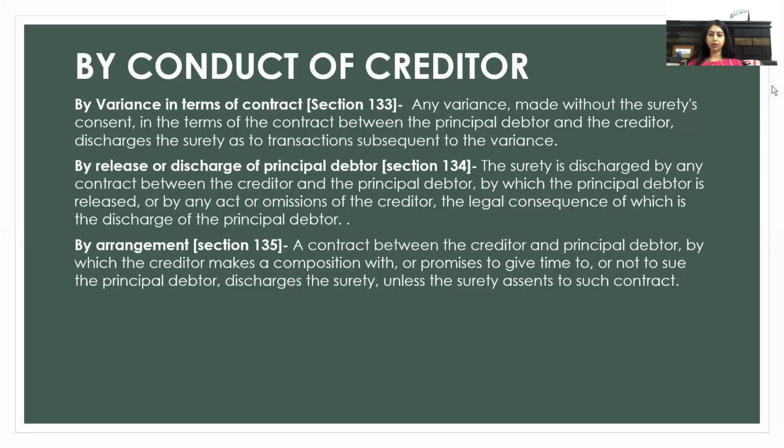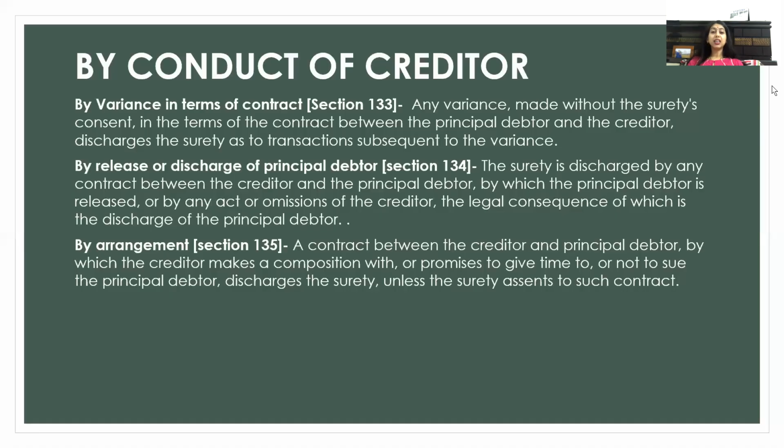Situation number one is that contract between the creditor and the principal debtor. अब प्रिंसिपल डेब्टर और क्रेडिटर के बीच में जो कॉन्ट्रैक्ट की टर्म्स है, उन कॉन्ट्रैक्ट की टर्म्स से प्रिंसिपल डेब्टर हैज बीन डिस्चार्ज. If the principal debtor is discharged, then secondary liability of the surety will also come to an end, so it will discharge the surety also.